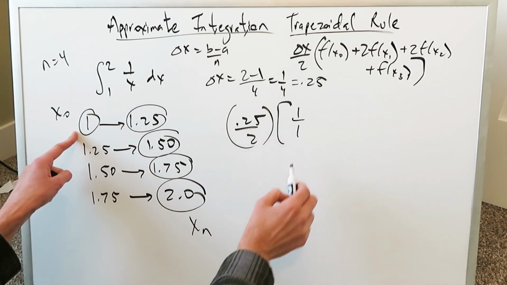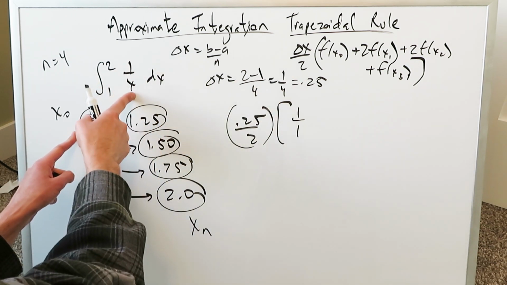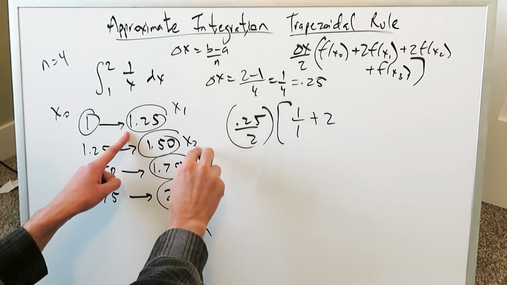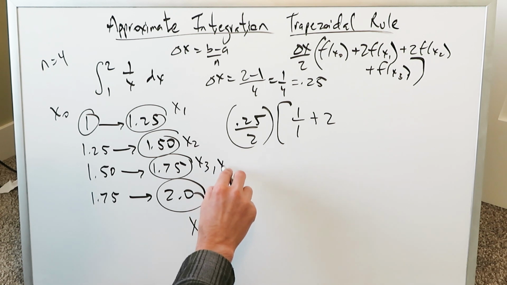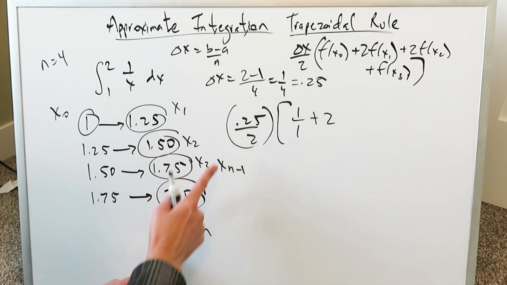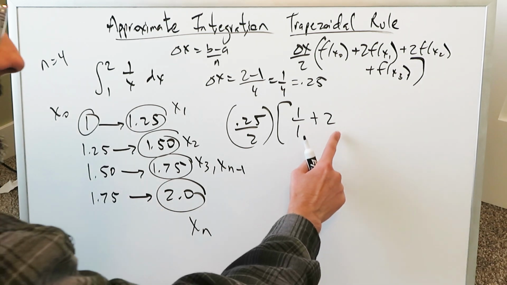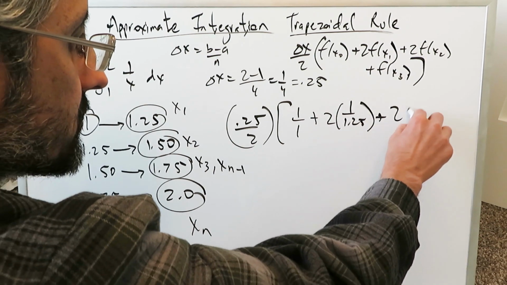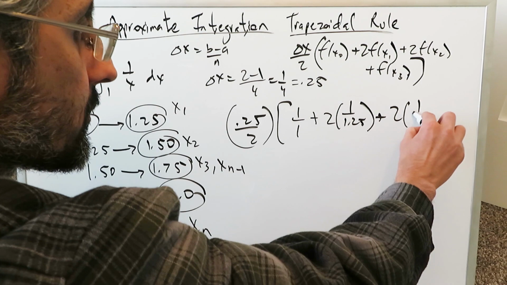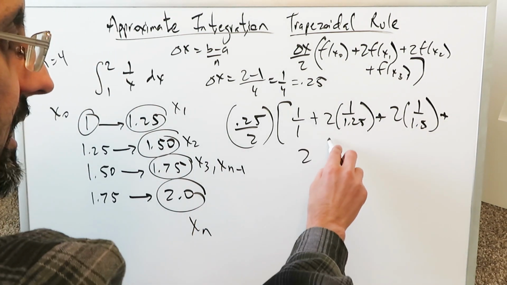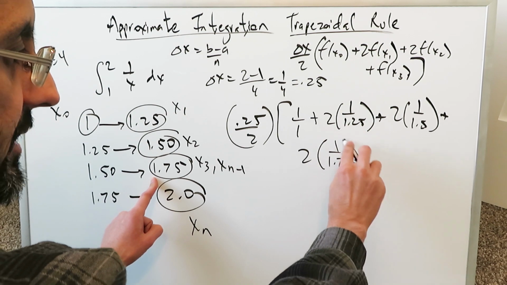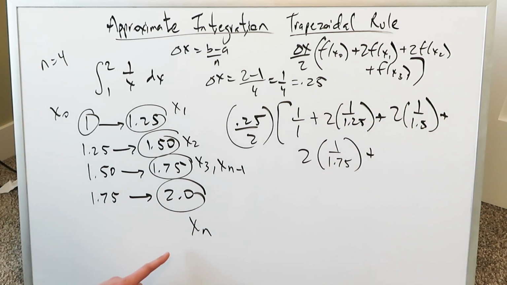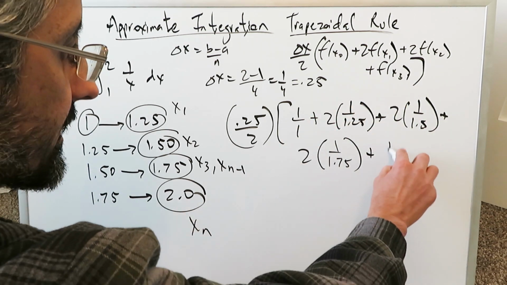I'm going to do 1 over 1, because my function is 1 over x, plus 2 times f of x1. This is my x1, this here is my x2, this here is my x3, which is also synonymous with x of n minus 1, because it's the term right before the second last term. Now f of x1 here is 1 over 1.25, then 2 times 1 over 1.5, plus 2 times 1 over 1.75. Remember, in all instances our function is 1 over x, plus your last term, which is f of x4, not x3 but x4, which is just 1 over 2.